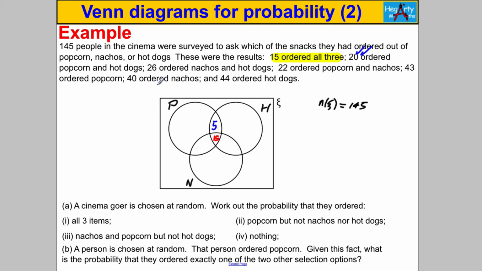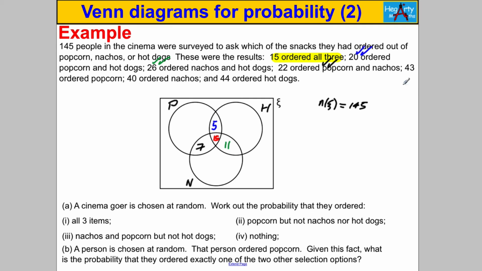Going on, we've got 26 people ordered nachos and hot dogs. So let's look at nachos and hot dogs. 26 people need to be in this overlap. 15 are already in there. We do 26 subtract 15 and we get 11 go there, and we've used that fact. Next one, 22 ordered popcorn and nachos. 22 people must be in this intersection. 22 subtract the 15 would give us 7 people there, and we've used that fact.